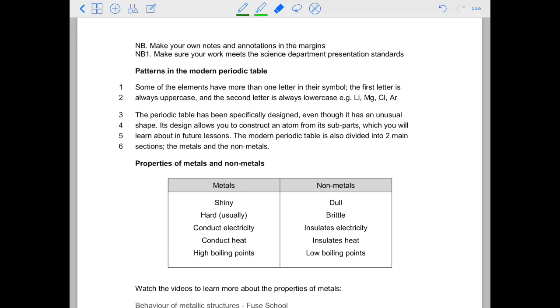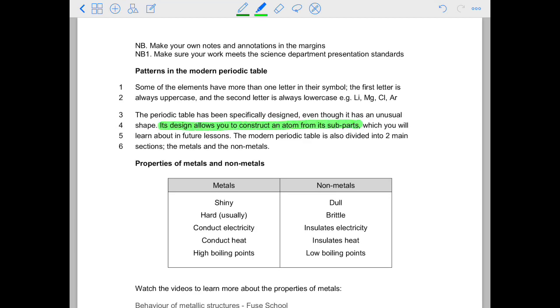So some of you may have noticed that the periodic table is not a perfect square or a perfect rectangle, which does seem counterintuitive at first, because why would you not just make it neat and orderly? However, there are lots of little reasons why that's not the case. And as you learn more about chemistry, a lot of those reasons will come out. One reason is because it allows you to construct an atom from its subparts.